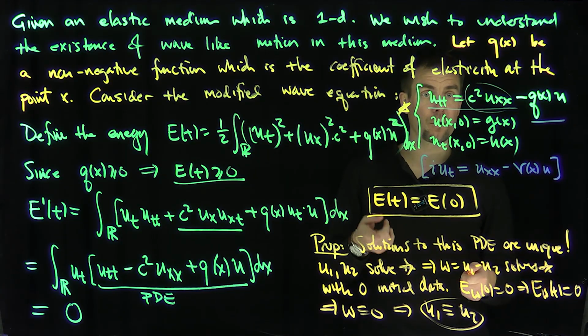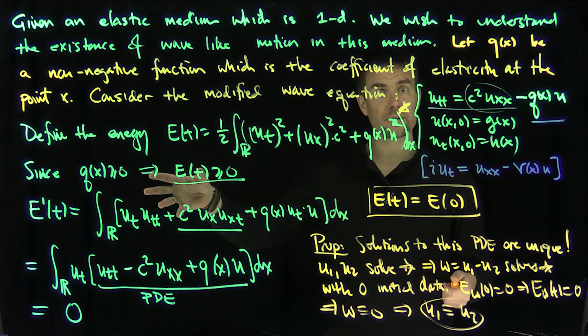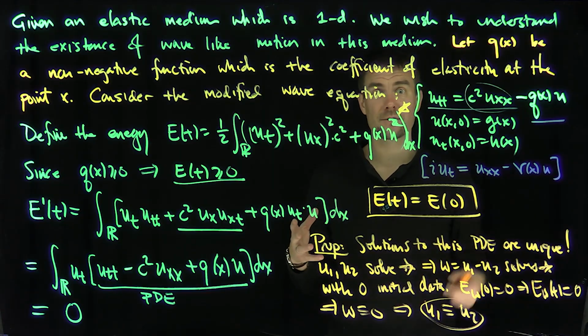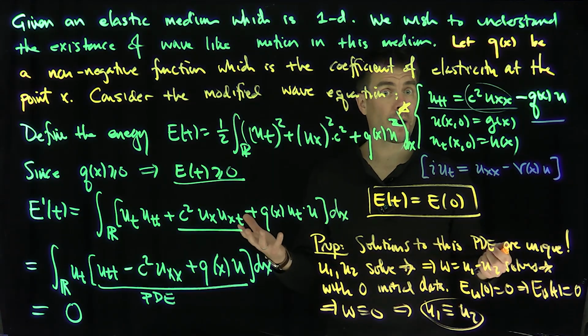So uniqueness is a very important proposition, and uniqueness comes from these energy methods, which we've seen in previous videos. But now we can extend it to these more general cases where there are no longer constant coefficients. It's still a very powerful method.